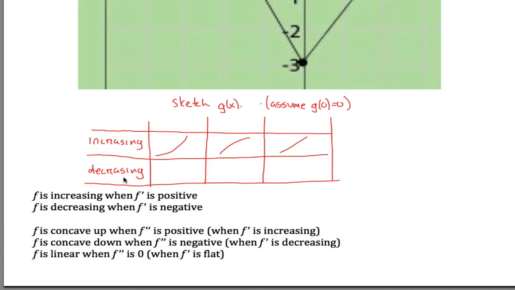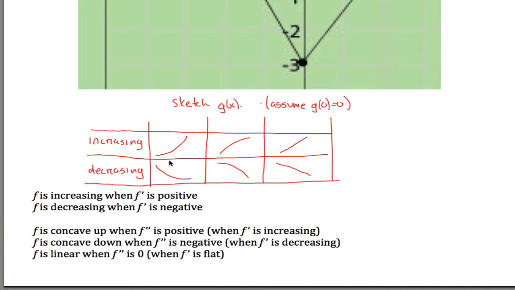The other 3 are very similar, except now they're going to be decreasing. So I want that same idea of decreasing, except it could be decreasing like this, or like this, or it could be decreasing like this. It's meant to be a straight line. I guess that's pretty straight.